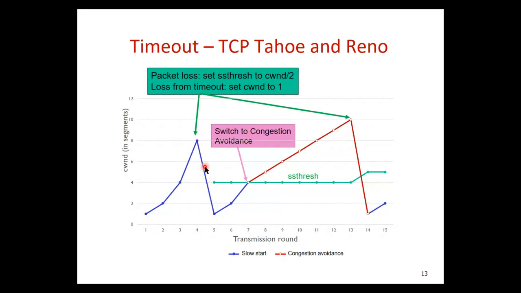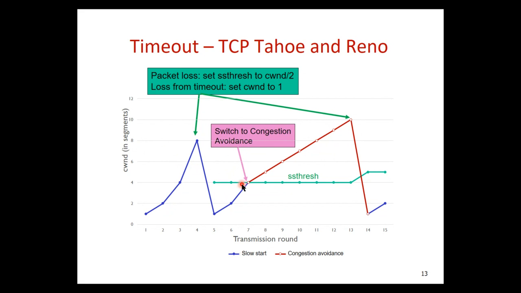That's one thing. The second thing they do is update another variable, SS threshold. Do not confuse SS threshold with CWND. They are 2 different variables. They're going to update SS threshold to half of CWND when the loss happens. So in this case, CWND is 8 when the loss happens, so now SS threshold is set to 4. Here I plotted SS threshold.